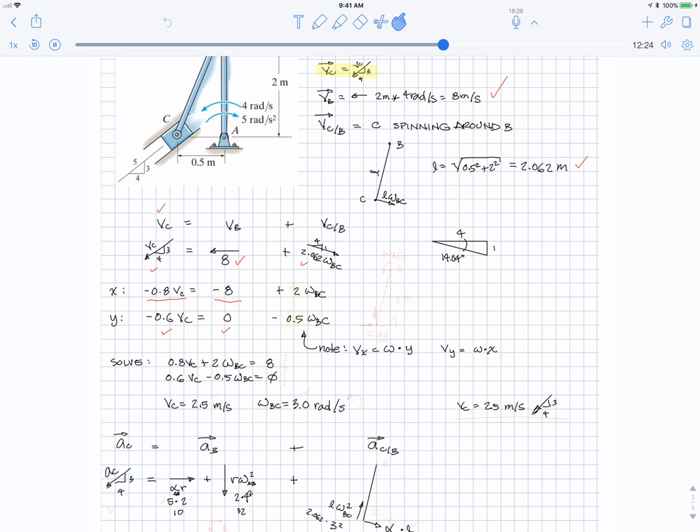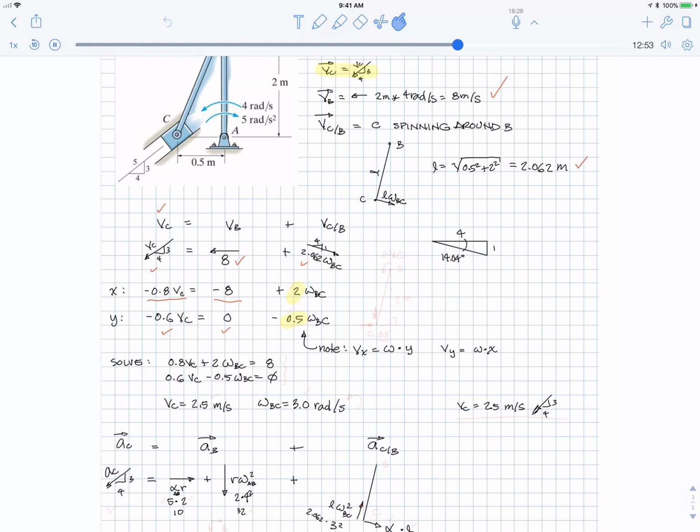And then if you take sine of that 14.04 degrees times 2.062, you get exactly 0.5. So minus, because it's going downwards, 0.5 omega BC. Now, these exact 2 and 0.5 are not coincidences. Let me illustrate that. The reason we get exactly 2 and 0.5 there, let me redraw BC.